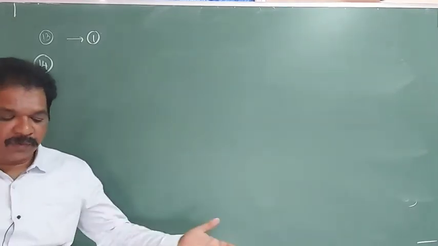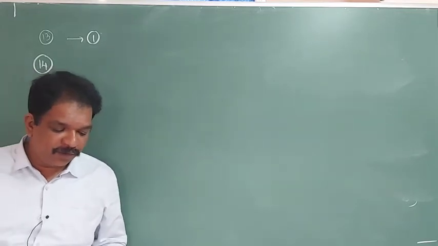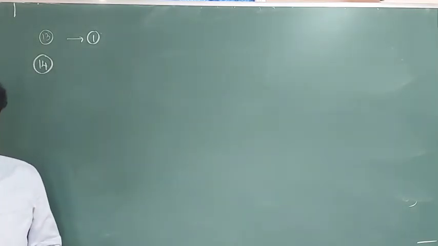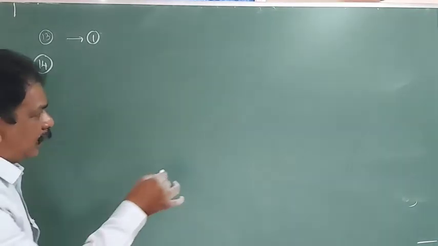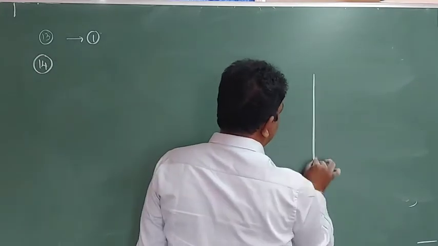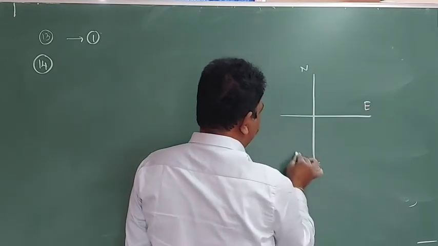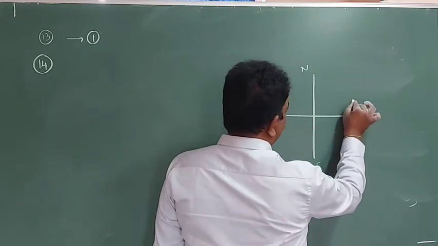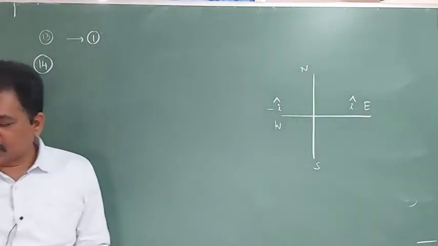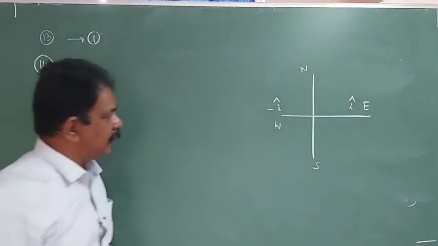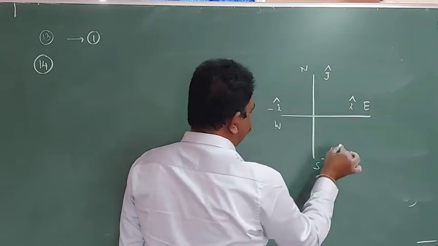A particle moving eastward with 5 meter per second. Velocity changes to 5 meter per second northward in 10 seconds. What is the average acceleration? So already we did this type of problems. This is north, east, south, west. Unit vector in this direction is i cap. Unit vector along minus x-axis will be minus i cap. This is y, so j cap. This will be minus j cap.